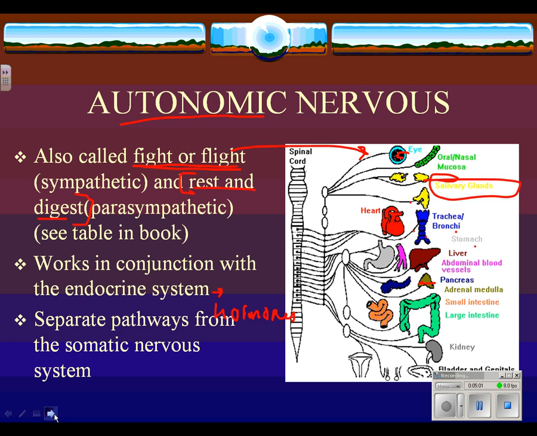And all of these nerves that we're showing here, you see the spinal cord here in the middle, all of these nerves are separate nerve pathways from the somatic nervous system. Okay? There are other nerves that run to your eye that you control. You can control the movements and stuff. That's different. Those are separate pathways from the somatic nervous system.